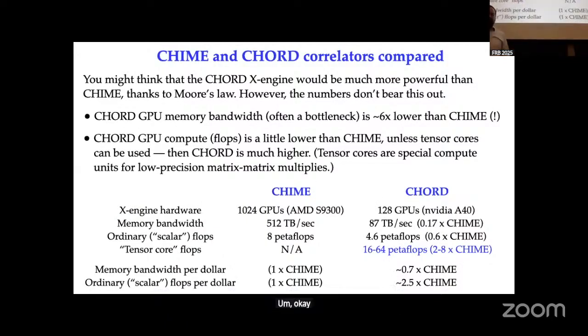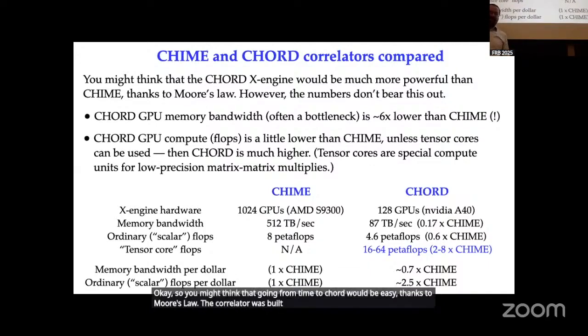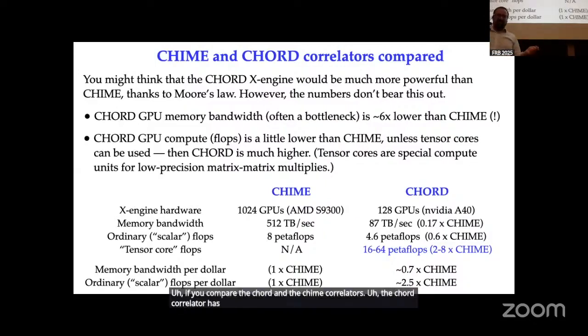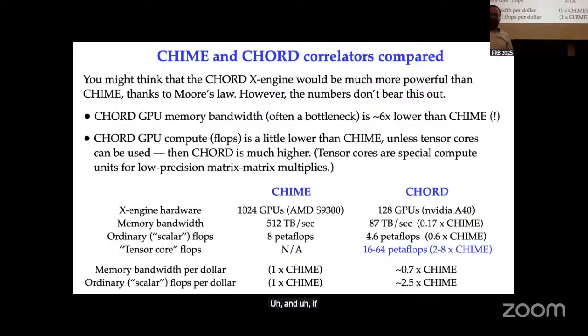Okay, so you might think that going from CHIME to CHORD would be easy thanks to Moore's law. The correlator was built 8 years later. What's surprising is that the numbers don't actually bear this out at all. If you compare the CHORD and the CHIME correlators, the CHORD correlator has 6 times lower memory bandwidth. Total GPU memory bandwidth is often the bottleneck. If you compare flops, then CHORD is a little bit lower.